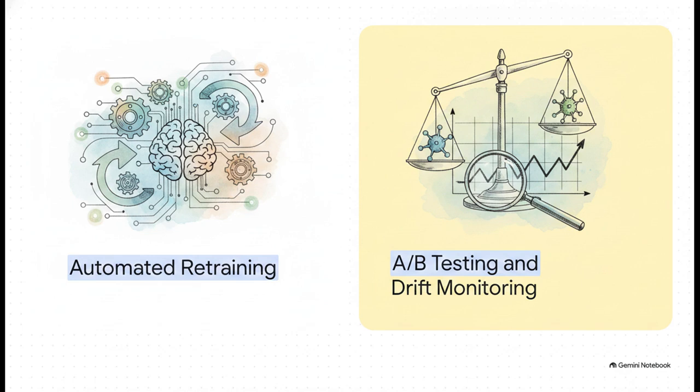You need ML ops workflows. On one hand, you have automated retraining pipelines. These trigger automatically when performance drops or a bunch of new data arrives, keeping the model fresh without you having to manually intervene. On the other hand, you've got A/B testing and drift monitoring. This is where you run different versions side by side in production to catch the exact moment that shifting data starts messing with your accuracy.